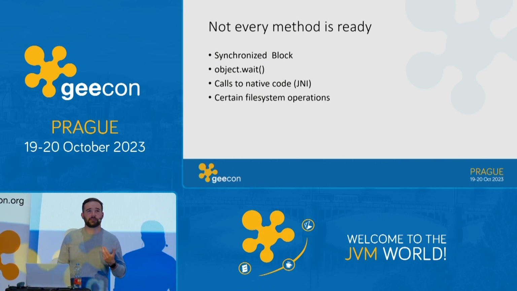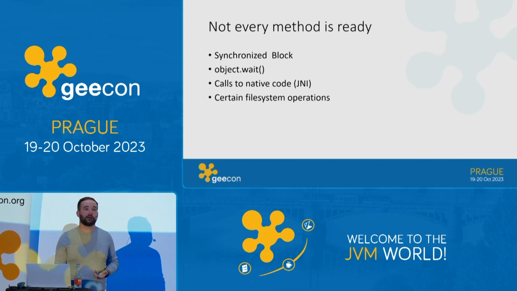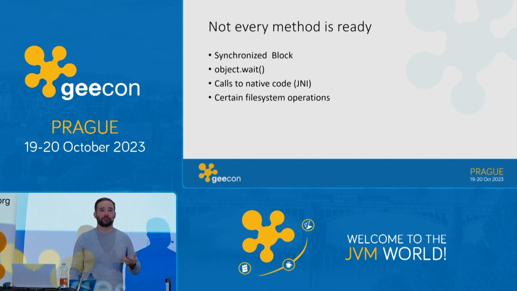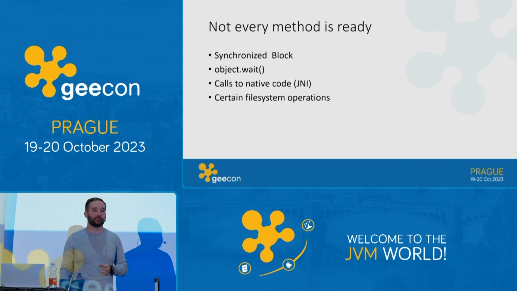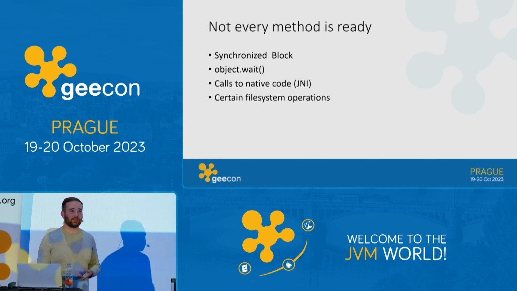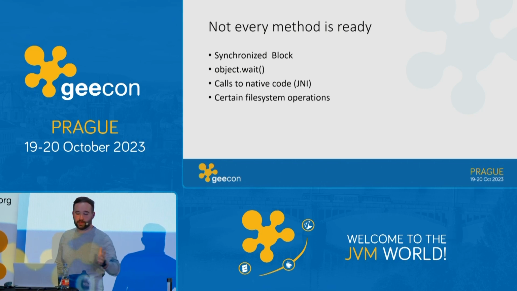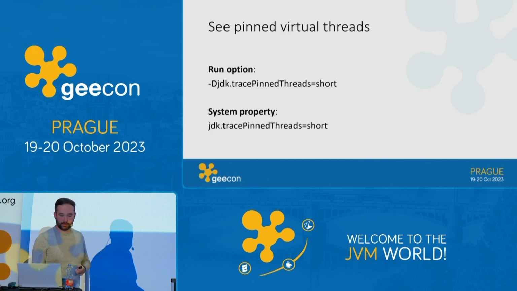So for example, the synchronized block. If you enter a synchronized block or an object.wait, or make a call to native code using something like JNI, or even certain file operations, they cause the virtual thread to be pinned to its carrier thread. Pinning means that the virtual thread can't be taken off the carrier thread. So it will be stuck there, and then you lose one of the biggest benefits of using virtual threads. So if your code base uses any of these methods together with virtual threads, it is something to look out for, and see if you have any performance issues while running those methods.